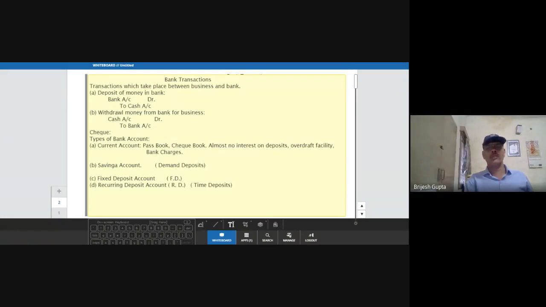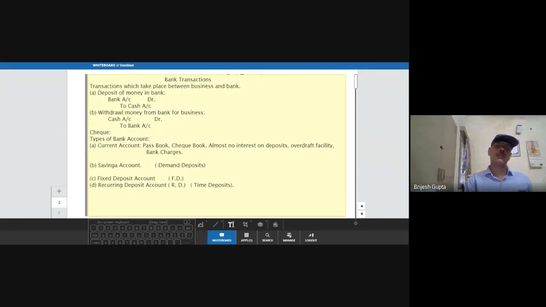Suppose you make a fixed deposit for 5 years, so that money cannot be taken before 5 years. Normally, nowadays banks provide the facility to withdraw or break the FD also, but that is a different situation. But normally, this money is expected to be taken out of the bank after a stipulated period of time. Suppose you open a recurring deposit account for 3 years, then the amount will be payable by the bank after 3 years. You make an FD in the bank for 3 years, then this amount will be payable by the bank after 3 years. That's why they are called time deposits, TD.